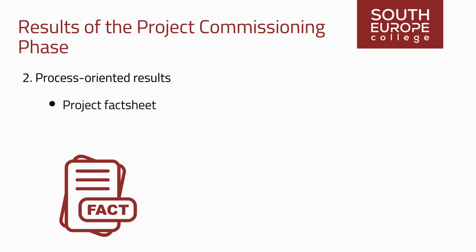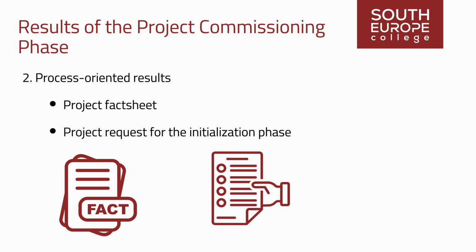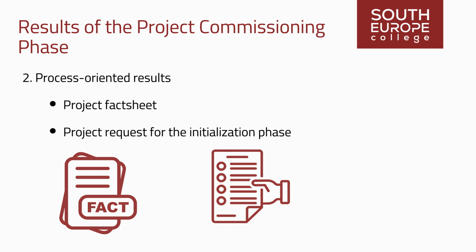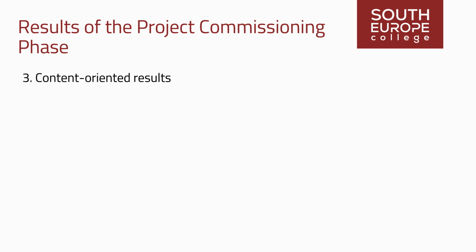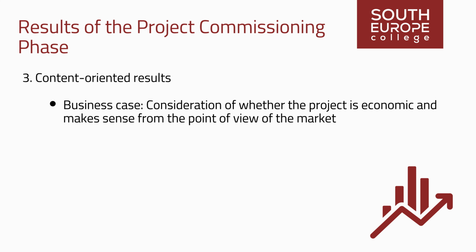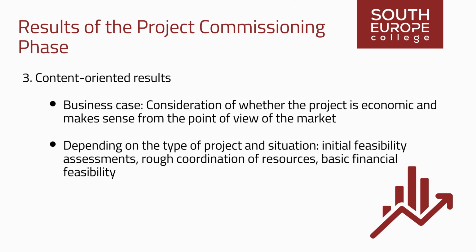Process-oriented results: project fact sheet, project request for the initialization phase. Content-oriented results: business case, consideration of whether the project is economic and makes sense from the point of view of the market, corporate strategy, etc. Depending on the type of project and situation: initial feasibility assessments, rough coordination of resources, basic financial feasibility.